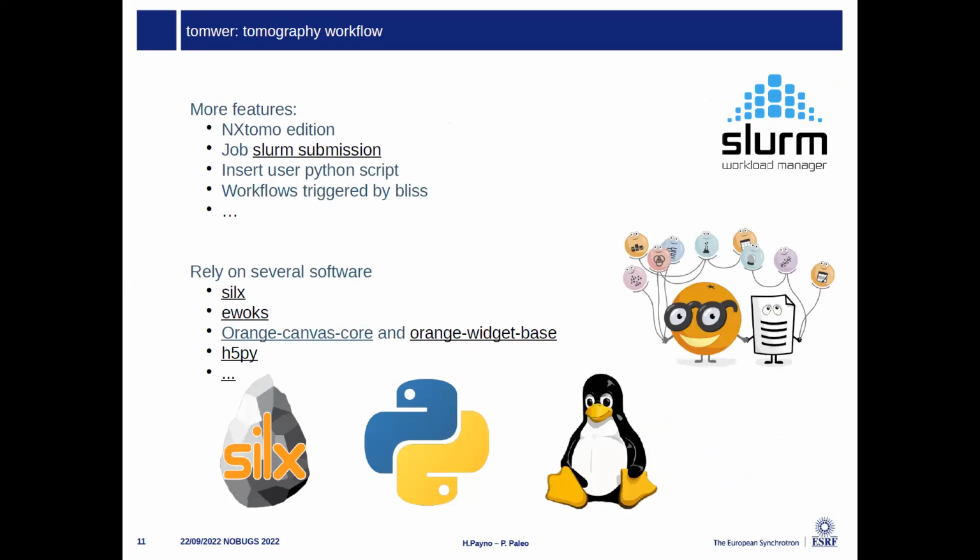Okay, I already spoke about it, but there are two interesting features. Users can directly insert their own Python script and do basically whatever they want with it. And it can also be triggered directly by Bliss, saying, okay, I have this data on disk, convert it to NXTomo and launch the workflow. Everything can be automated. When you define the algorithm and things like this, you can lock the values and it will run without interaction.